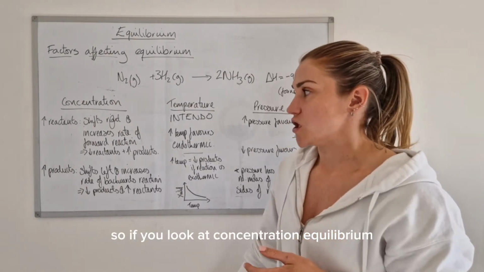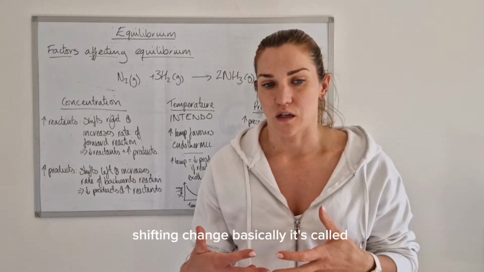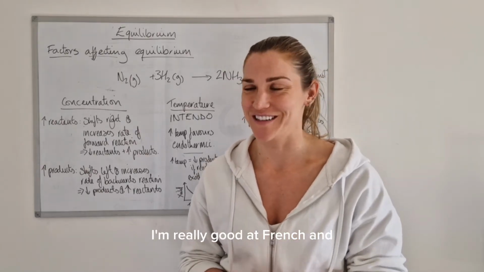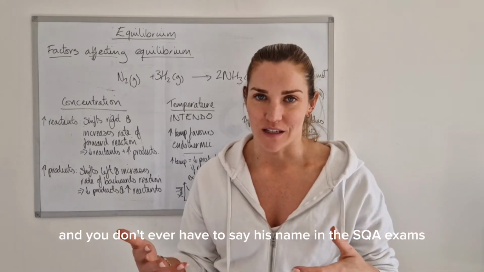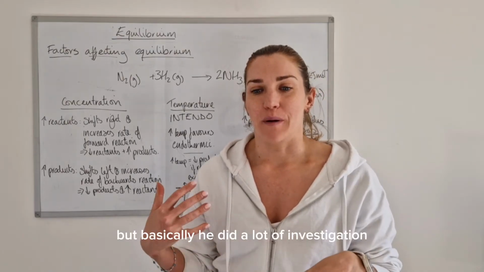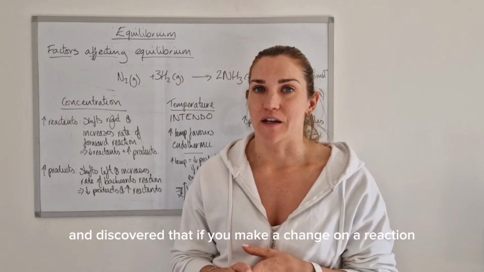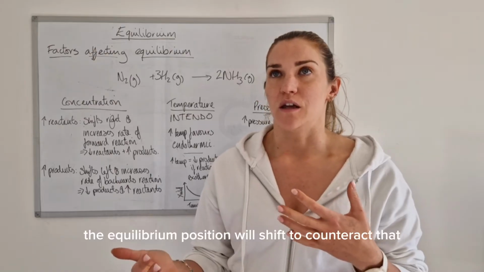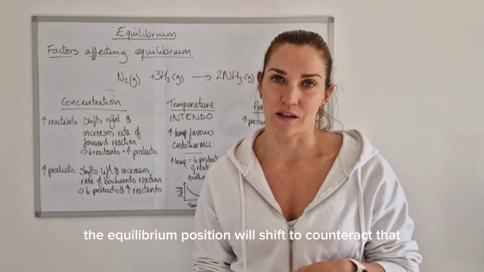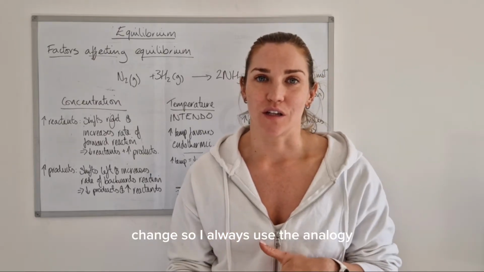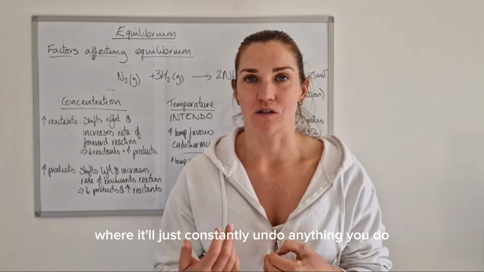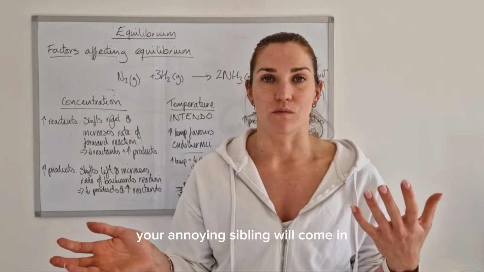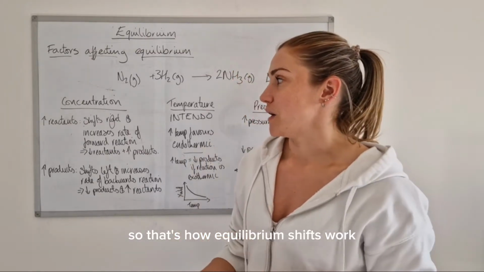So if we look at concentration, equilibrium shifting change is called Le Chatelier's principle. You don't ever have to say his name in the SQA exam, so don't worry about that. But basically, he did a lot of investigation on equilibrium and discovered that if you make a change on a reaction, once it's reached equilibrium, the equilibrium position will shift to counteract that change. I always use the analogy that it's a bit like an annoying sibling, who will constantly undo anything you do. So let's say you tidy up your room, your annoying sibling will come in and just mess it up again. So that's how equilibrium shifts work.